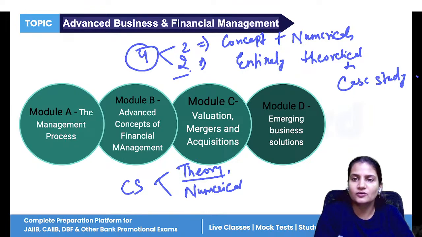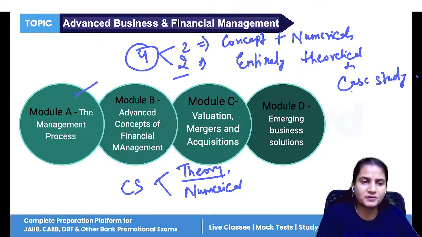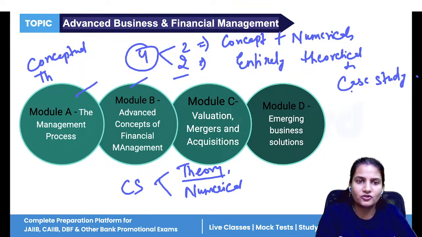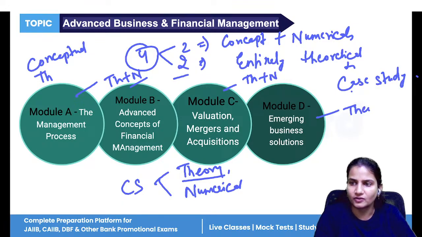So theoretical units will have more case study questions. Management process is conceptual understanding, the theory part. Module B is theory plus numerical. Module C again is theory plus numerical, and Module D is entirely theory.